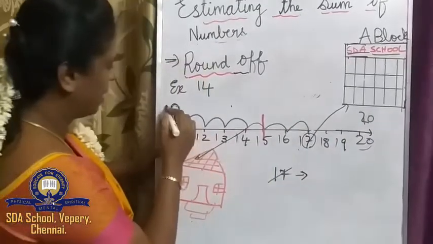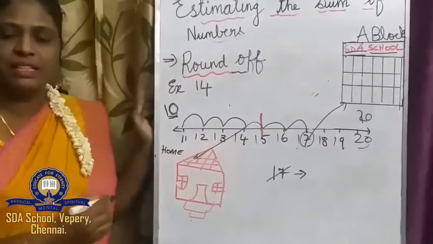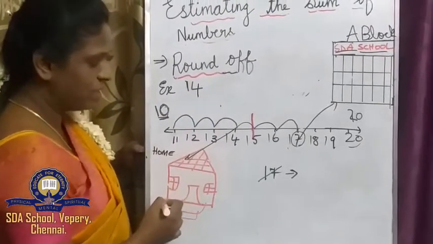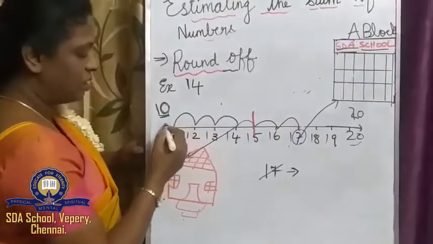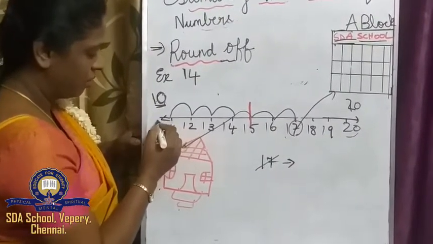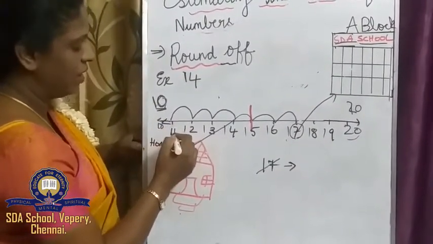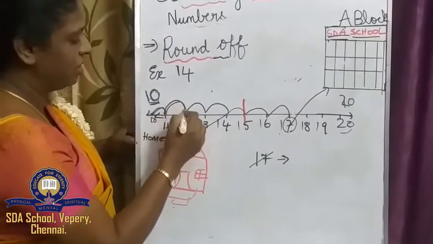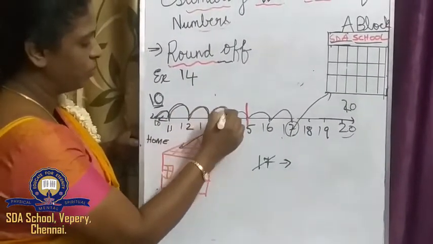20 and this will become 10 and this will become 10. Okay, now 14. So your home is here, your school is there. So from 10 you are starting from 10. 10, 11, 12. From here you are starting. So you're going here, then here, you come to 13, you come to 14.